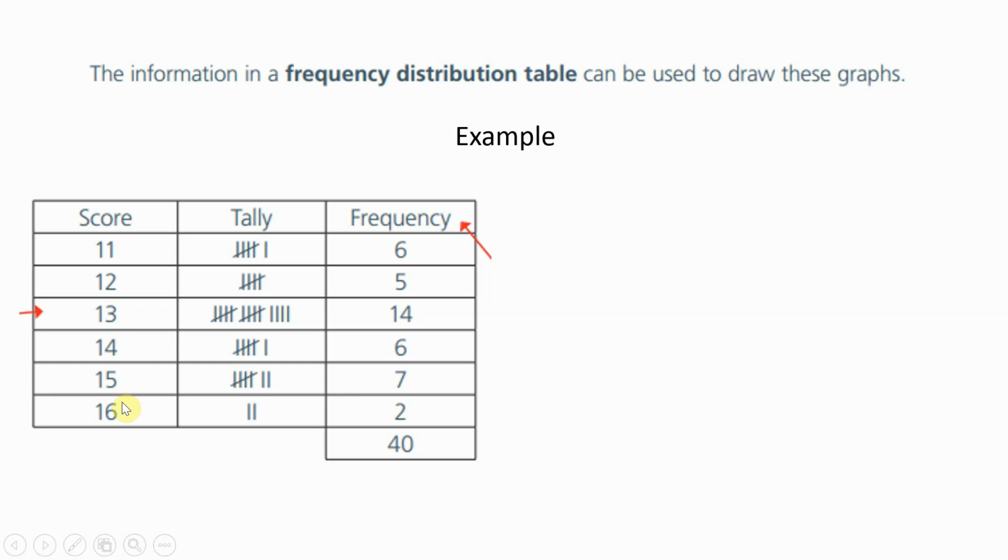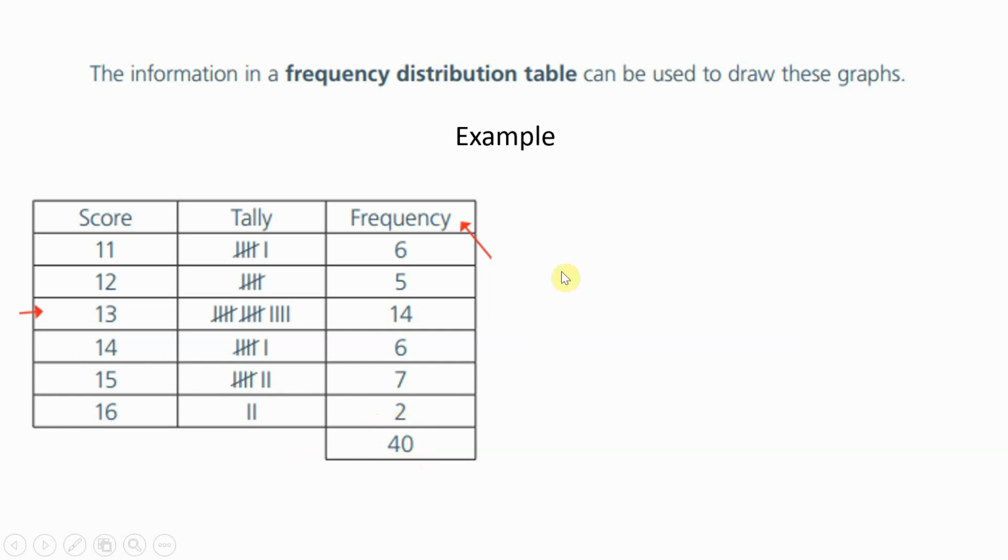We have a score column. This one is 11 through to 16. The tally is how many of each score. The frequency is the tally turned into a number. So 6 occurrences, or 6 people got 11, 5 people got 12, 14 people got 13, 6 people got 14, 7 got 15 and 2 got 16 for a total of 40.